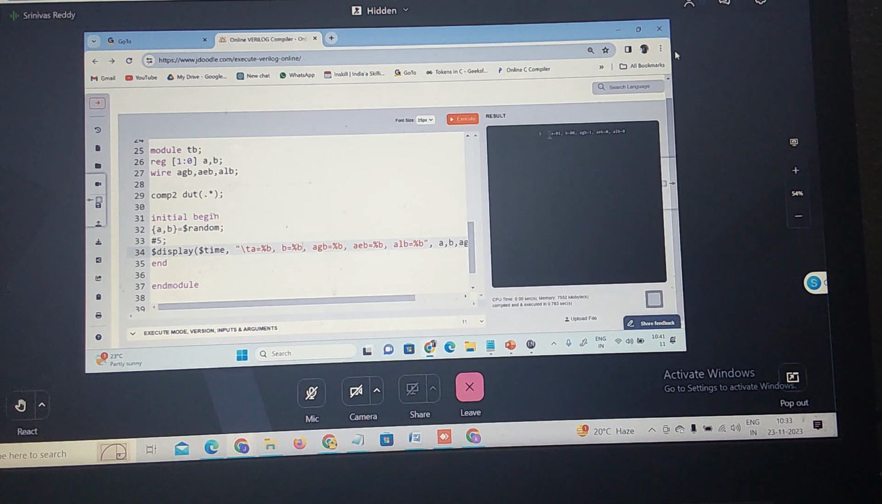So A is 0, 1, B is 0, 0. What does that mean? A is greater than B. So A greater than B should be what? 1. A equal to B is nothing but 0. A less than B is equal to 0.